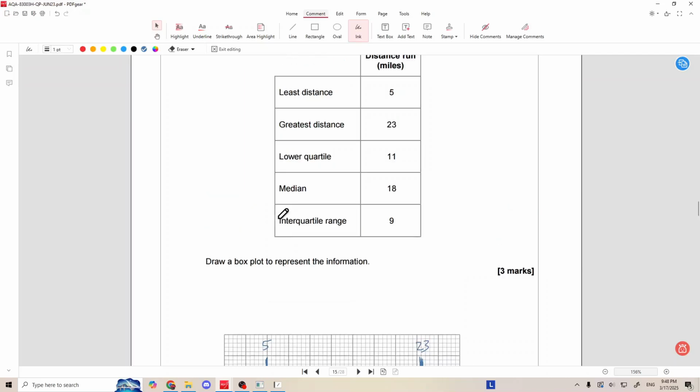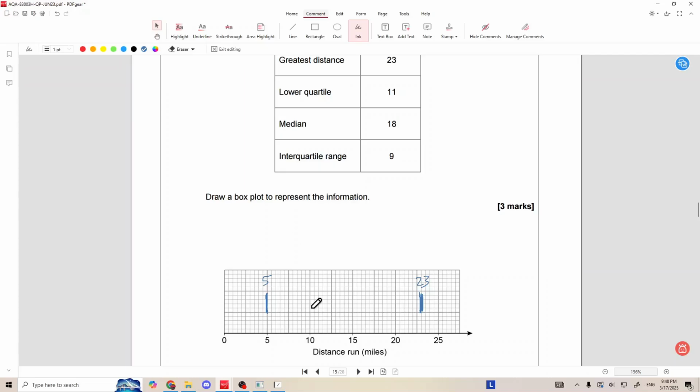And then we use the box for the quartiles. So this is 11. No, this isn't 11. This is 11. Need a line here just to connect this. Alright, median is 18. Interquartile range is 9, so upper quartile is 20.